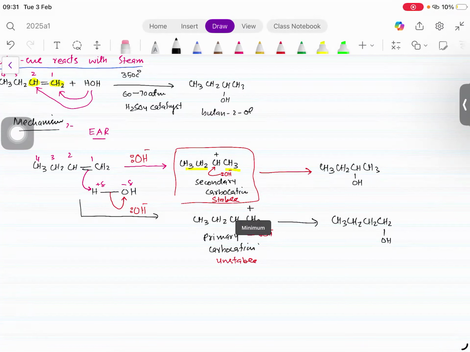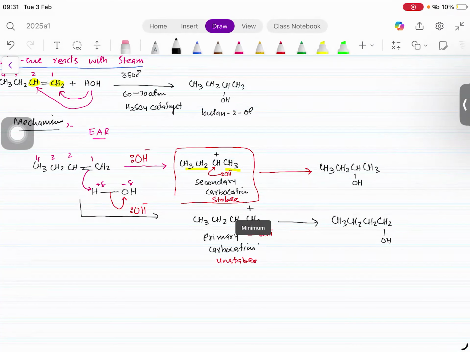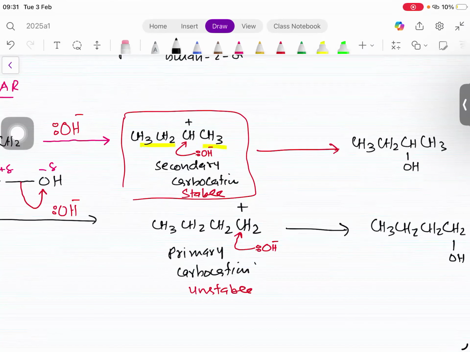Next is the oxidation of alkenes. Any question? Okay, so we carry on with the next topic.